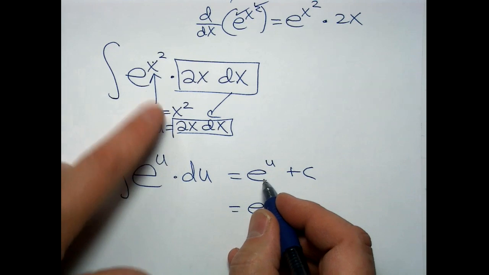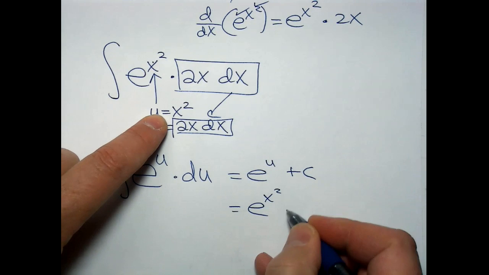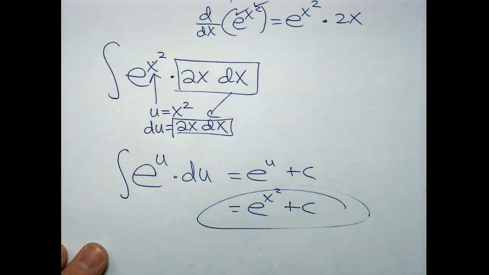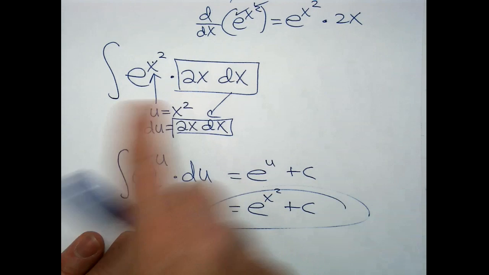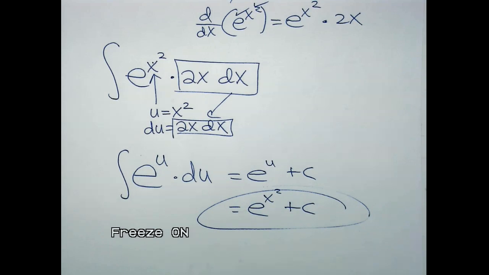Replace u with what it used to be. It was x squared. And now we have an answer. See, the 2x has to be there in order for me to get that answer. If I take the derivative of this, see, the 2x pops out, and we get that. So be careful. Be careful when you're integrating exponentials.